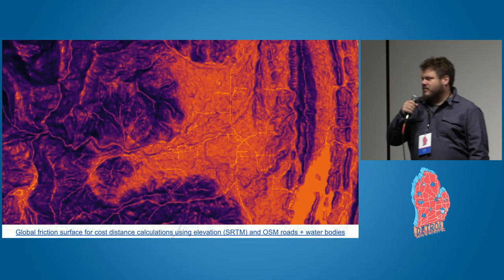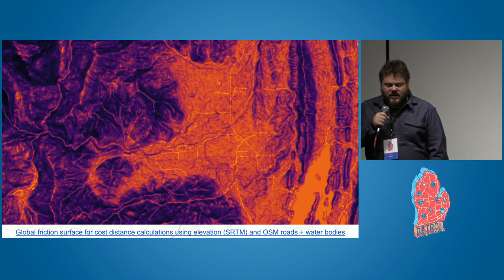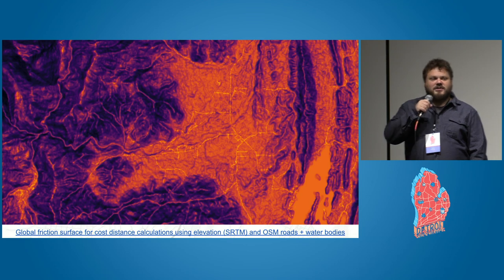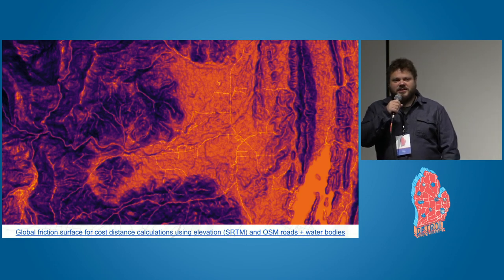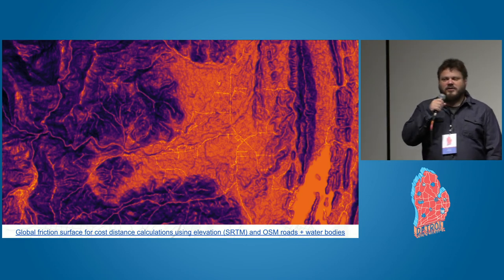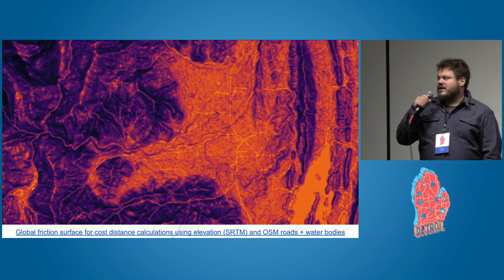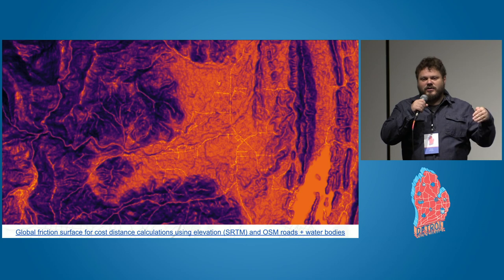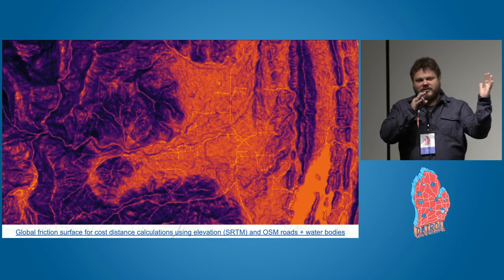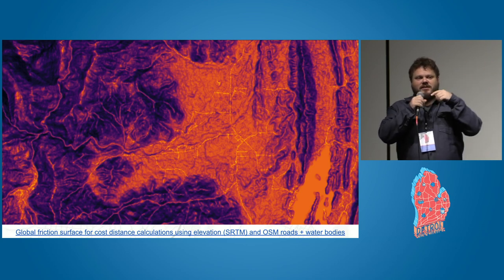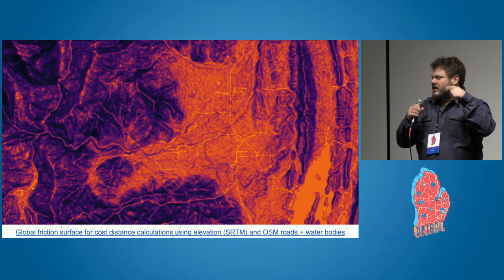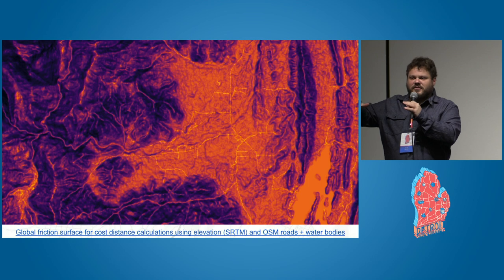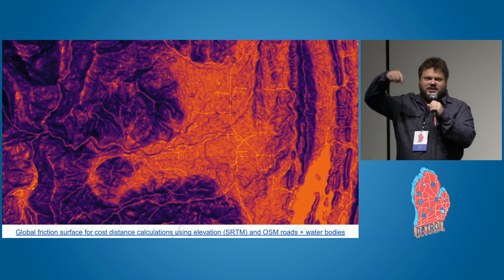This is also a demonstration of GeoTrellis combining vector data and raster data. So we took SRTM, which is a global elevation data set at 30 meters, so a pretty large elevation data set. We combined that with OSM, with the water boundaries and also roadways, and rasterized that into the elevation data and did what's called a Tobler calculation to create a friction surface.